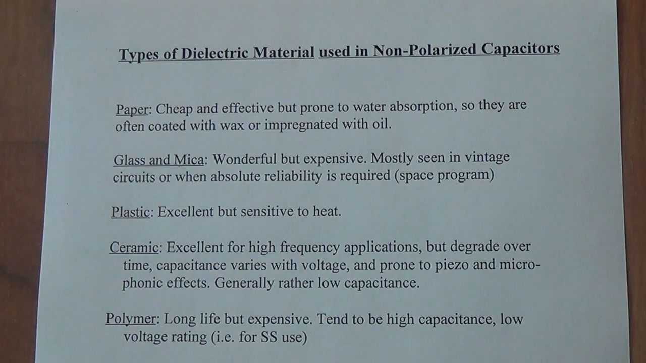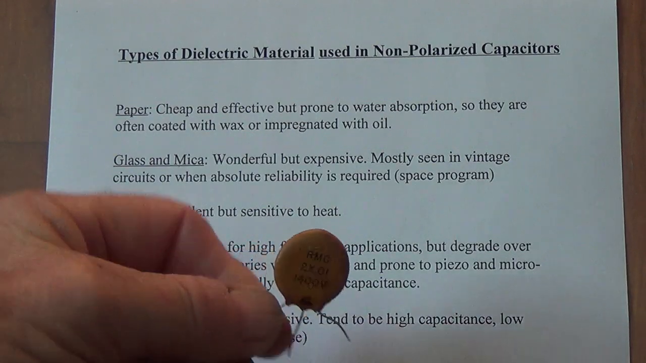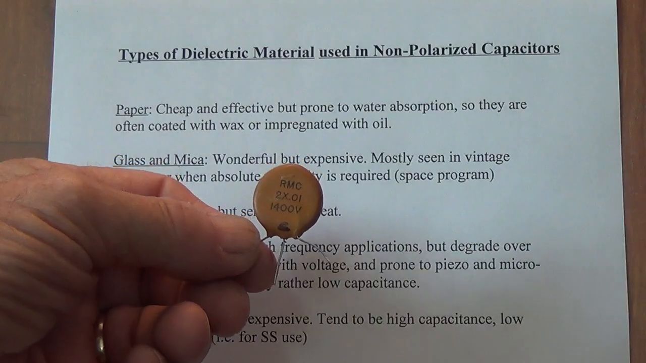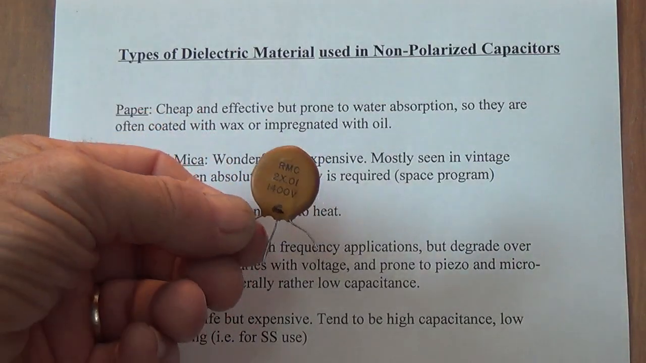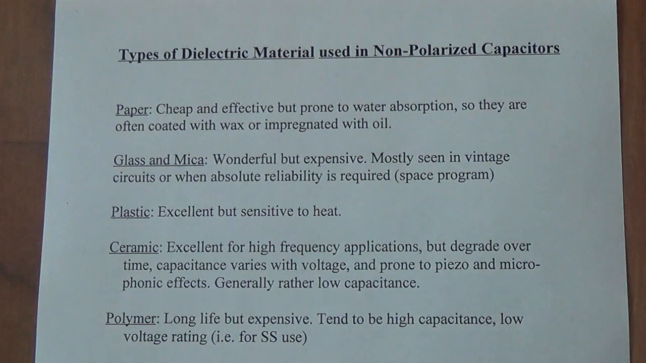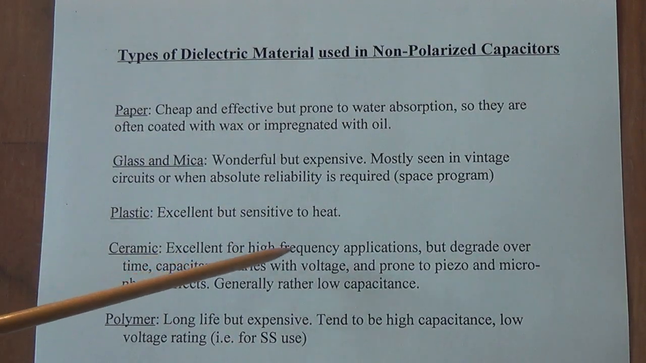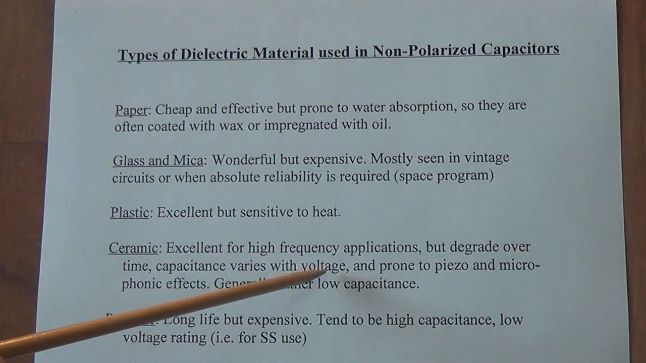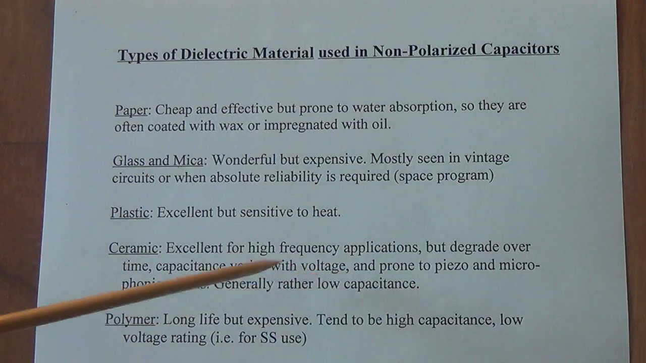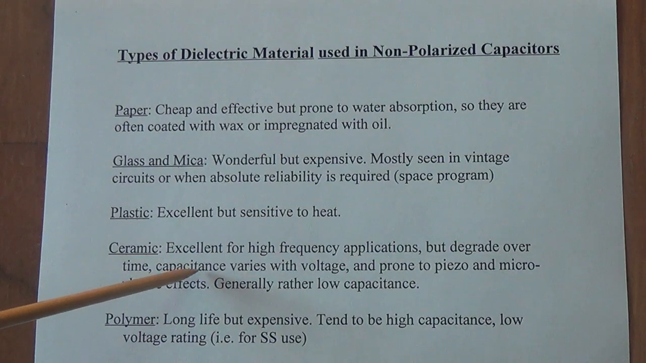Number 4 here, we'll see ceramic capacitors, and I think the one you'll see the most of are the old disc type capacitors. Once again, ceramic doesn't really lend itself to being rolled up. They are excellent for high frequency. They're seen in a lot of radios. They can degrade over time. The other thing that's kind of limiting on a ceramic capacitor is that the capacitance will vary with voltage. So the more voltage you apply to them, you will get a change in the capacitance. This is not a good thing.